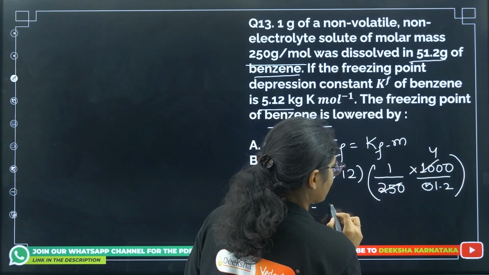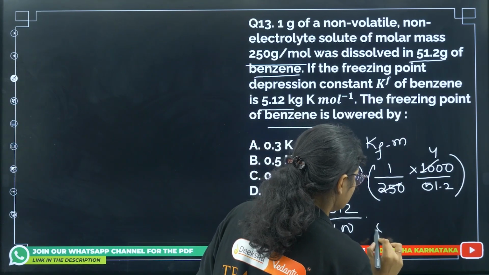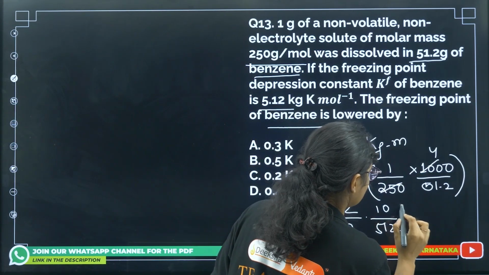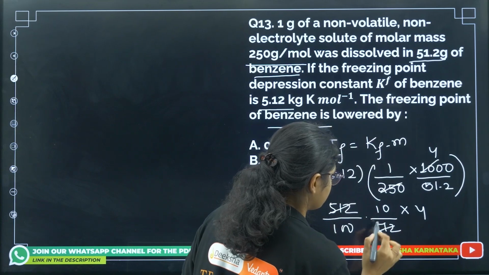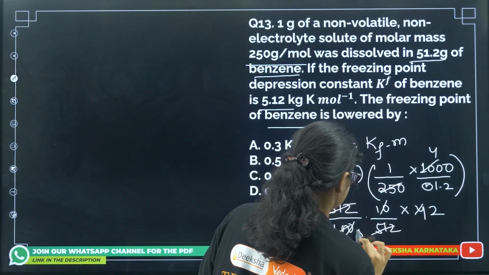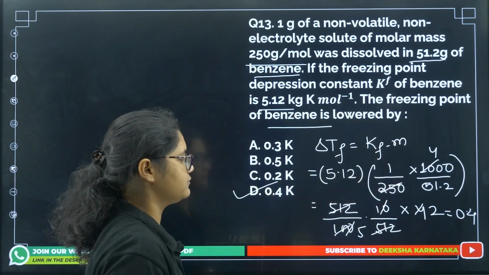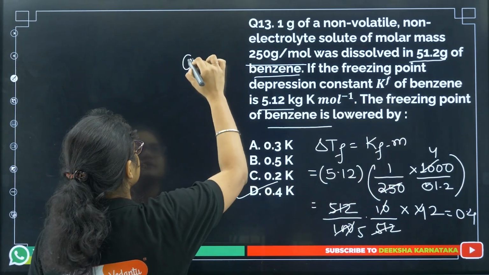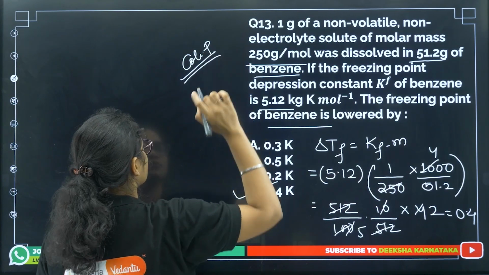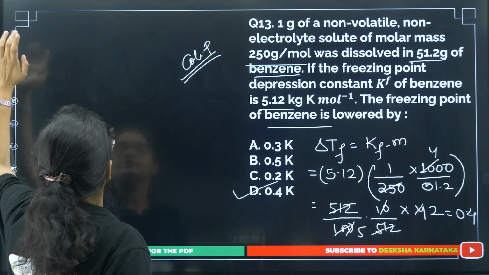Now if I want to calculate, I can write it like this, 512 by 100 into 4, 512 by 10 into 4, right? For decimals you can just do this. So I'll get 2 2s are 4, 2 5s are 10, so 2 by 5, that is 0.4. The correct answer for this question will be option number D. So this question is from your colligative properties, most important topic from the solutions chapter. Okay. Now let us move to the next question.